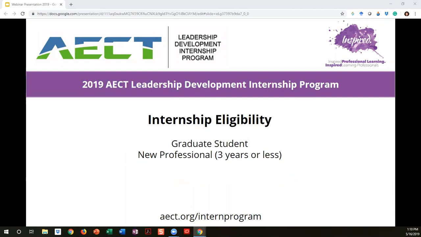All right, so internship eligibility. How can you qualify? There are 2 ways to qualify. You either have to be a graduate student or a new professional, and a new professional is within 3 years of entering the field. That would qualify you to apply for the AECT Leadership Development Internship Program.